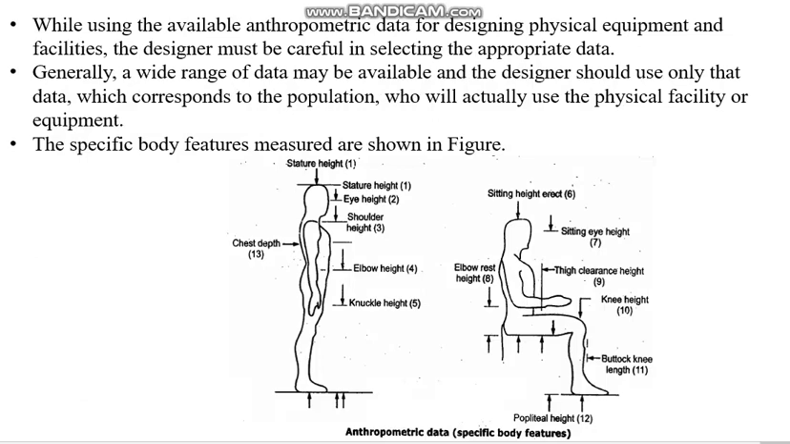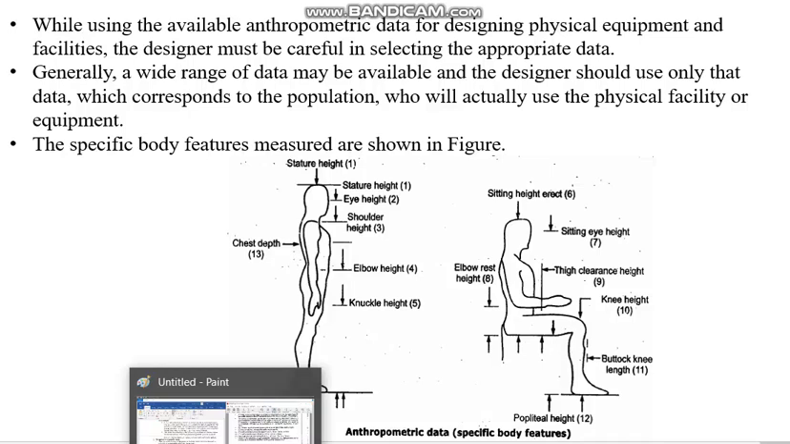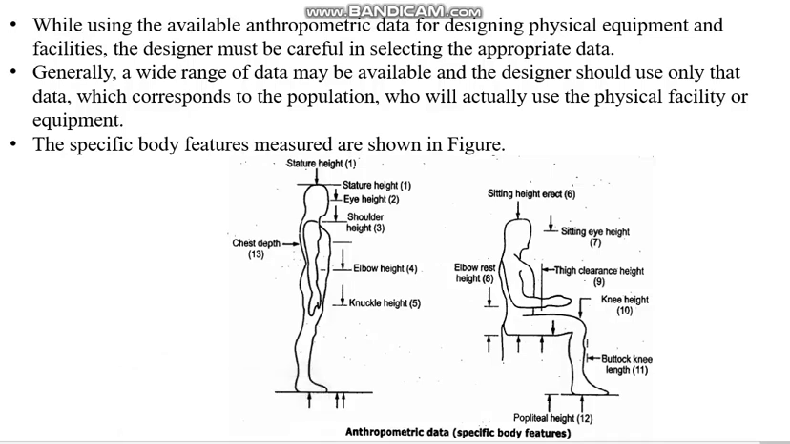When we are using the available anthropometric data for designing of the physical equipments or machines or facilities, as a designer, you should be careful in selecting the appropriate right data. You see, suppose you want to send some automobile or bike or something to Africa, export to Africa. So many Bajaj motorcycles are sent to Kenya.